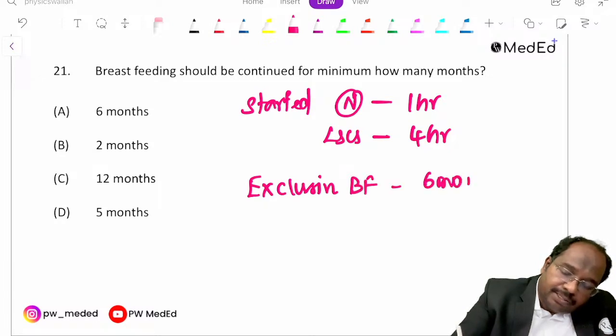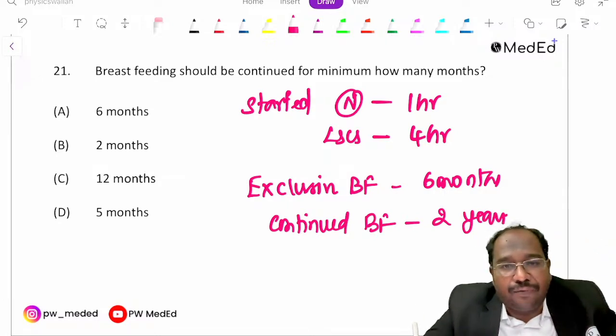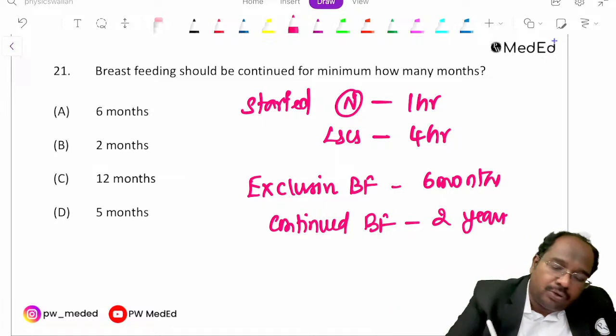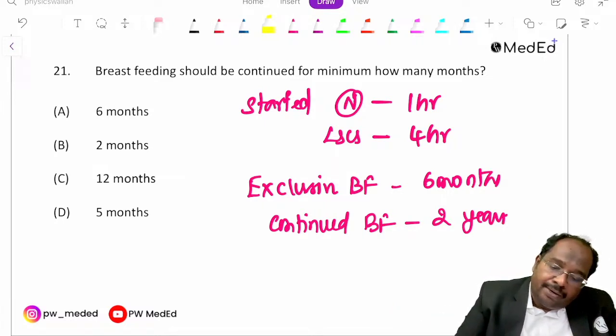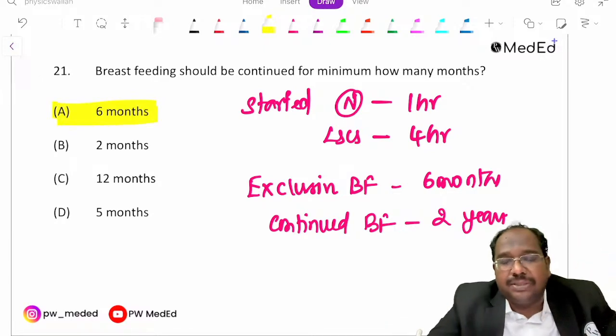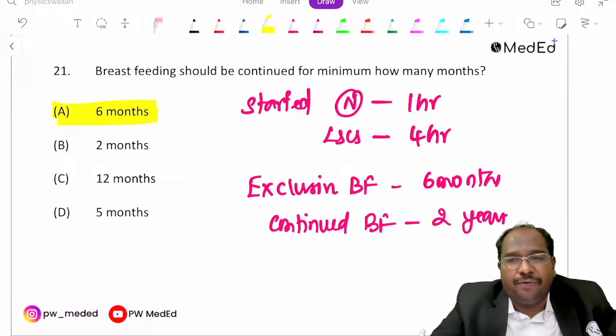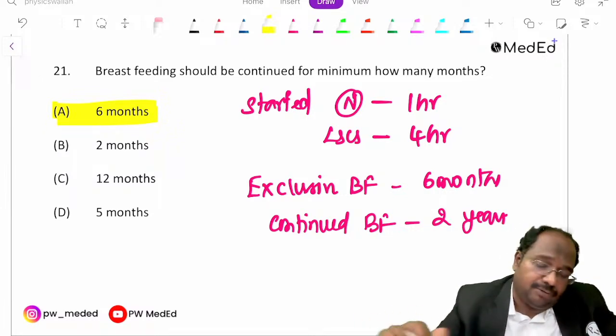So exclusive breastfeeding is for 6 months, and continued breastfeeding is for 2 years, guys. WHO recommends, along with other food, you should give breastfeeding for 2 years. But the question here is how many minimum months? That is exclusive, they are asking 6 months. No other food is required. You just give breastfeeding, that is more than enough for the first 6 months.